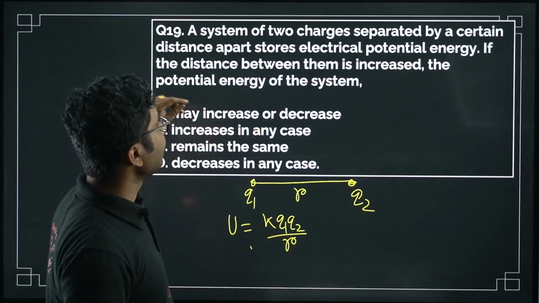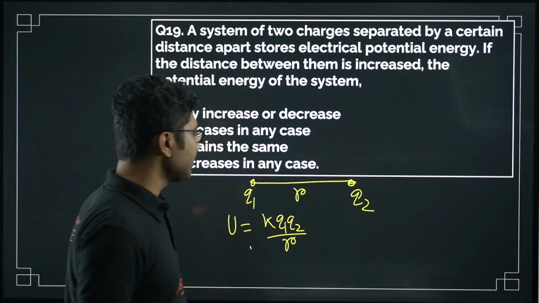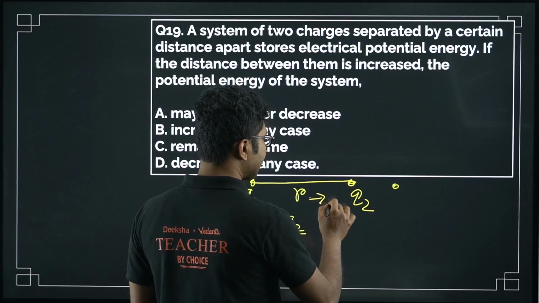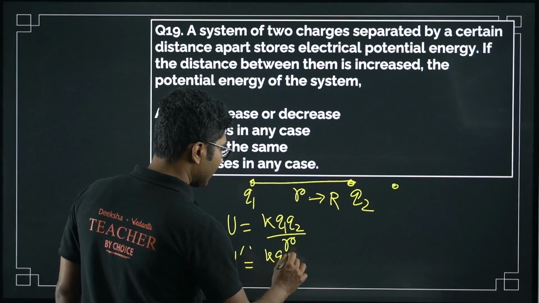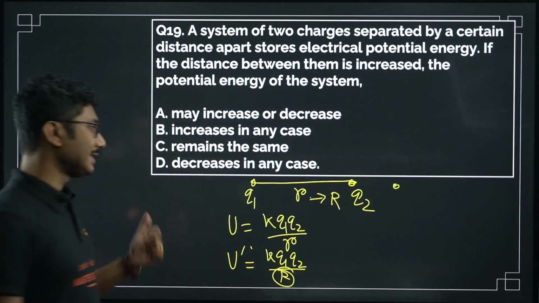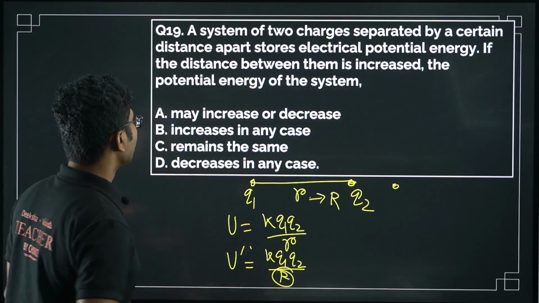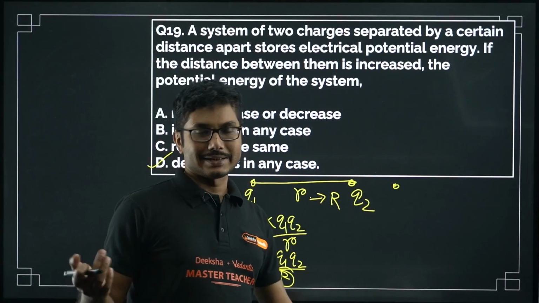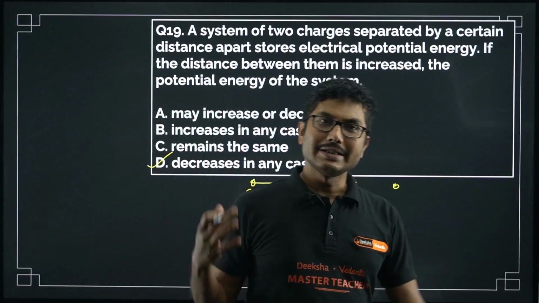Now if the distance between them is increased, what happens to the potential energy of the system? Suppose you have gone to a new distance, say capital R, then the new potential energy will be K Q1 Q2 by capital R. As it is inversely proportional, if you increase the distance, the potential energy of the system will decrease in any case. The potential energy, which is a scalar quantity by the way, will decrease in any case.